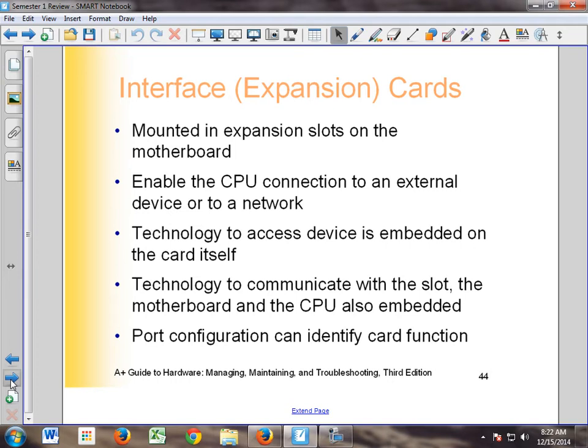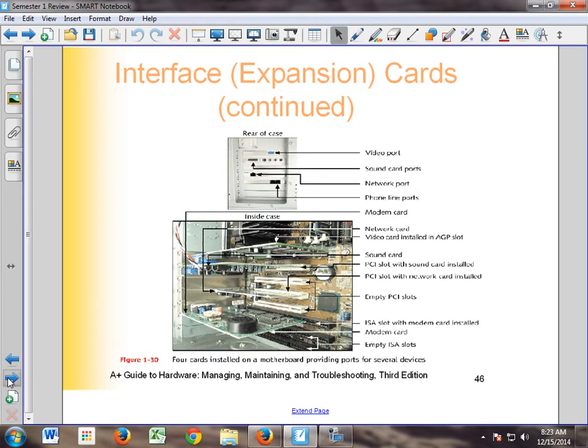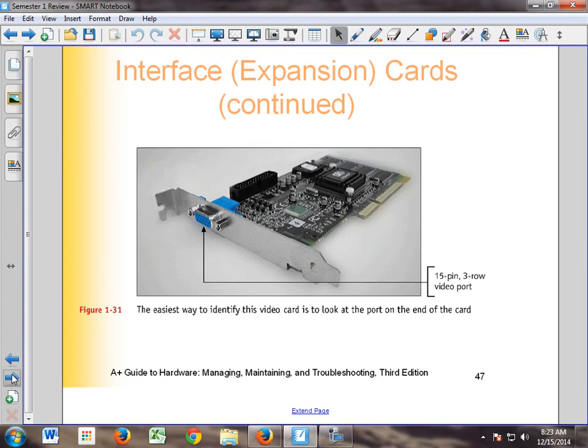Interface or expansion cards are those things that we can add to a motherboard to add capability to the motherboard itself, and they just slide right into the slots. And then we have to add what to make them work? We put it in physically, and then what do we have to install to make it work? Drivers, right? Drivers are programs that make hardware work. If I put in that device but don't install the drivers, it doesn't do anything. It will not work.